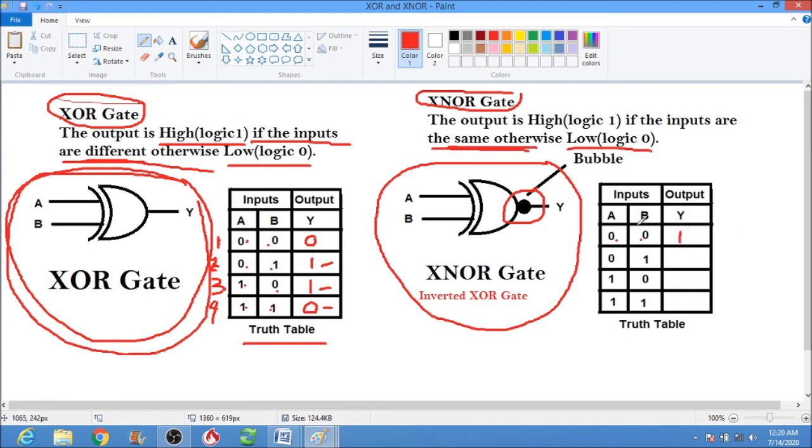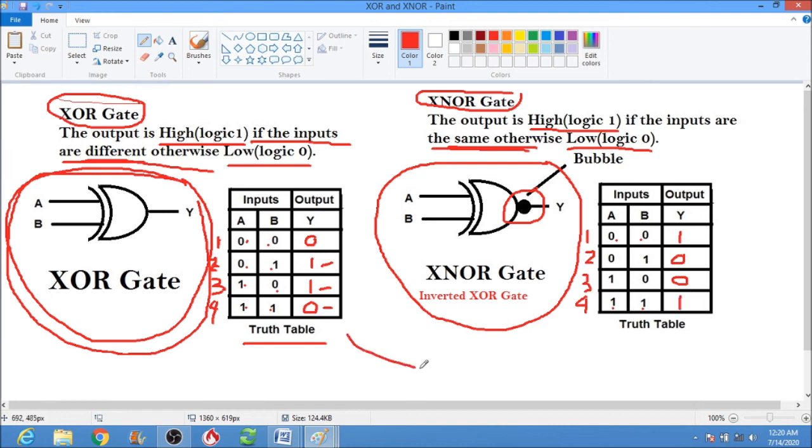Okay, this is number 1, number 2, number 3, number 4 inputs. Number 1, the inputs are the same, so therefore the output is high. Number 2, the inputs are different, so the output is 0. Number 3, the inputs are different, so the output is 0. Number 4, the inputs are the same, so therefore the output is 1.